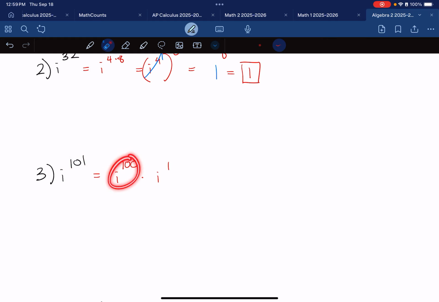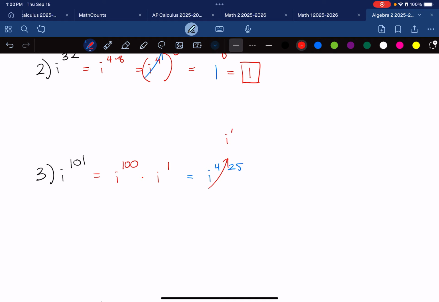I know that i to the power of 100 is the same thing as i to the power of 4 times 25, and that's the same thing as i to the power of 4, to the power of 25, and that's the same thing as 1 to the power of 25, meaning this whole thing goes away, and I'm left with whatever this term is over here, which is just, multiplied by i to the power of 1, and i to the power of 1 is just i.